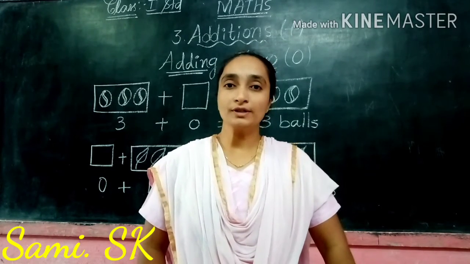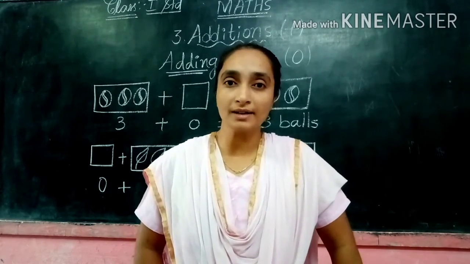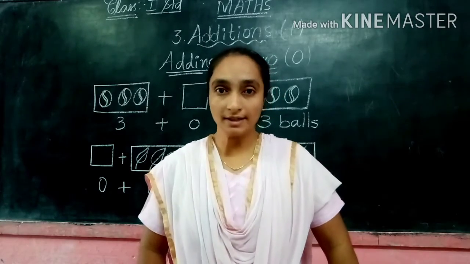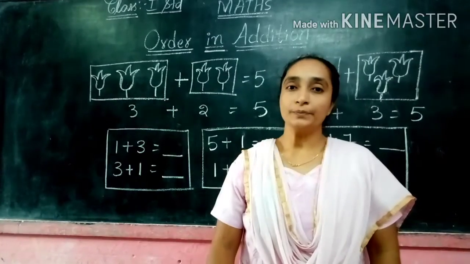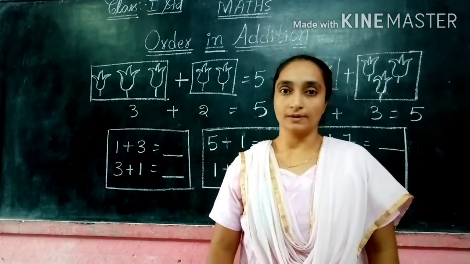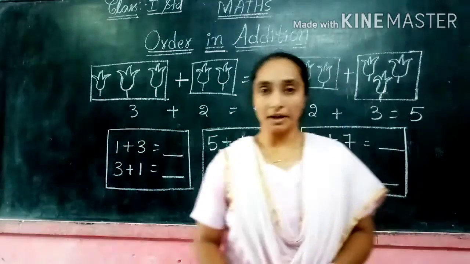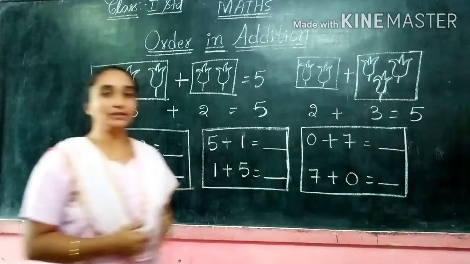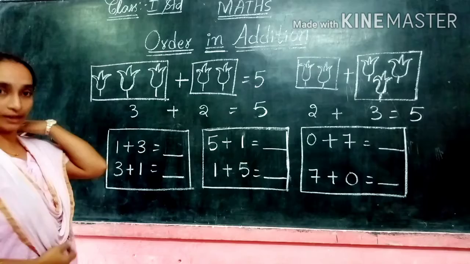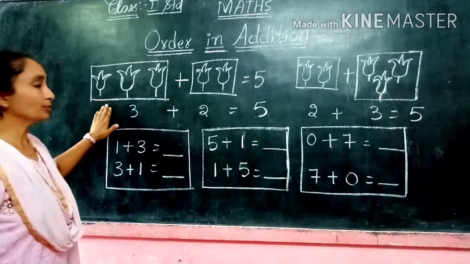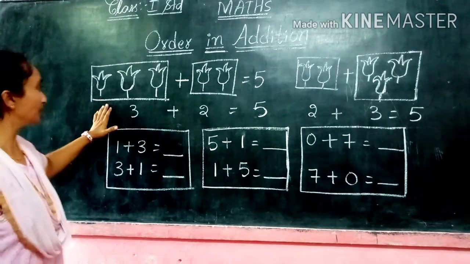Today we are going to discuss first class maths, third chapter, that is additions. So children, let us see the order in additions. So what is the order in additions? Here we can see, children, one example. If you see, then easily you can understand what is the order in addition. So here in the box, how many flowers are there?